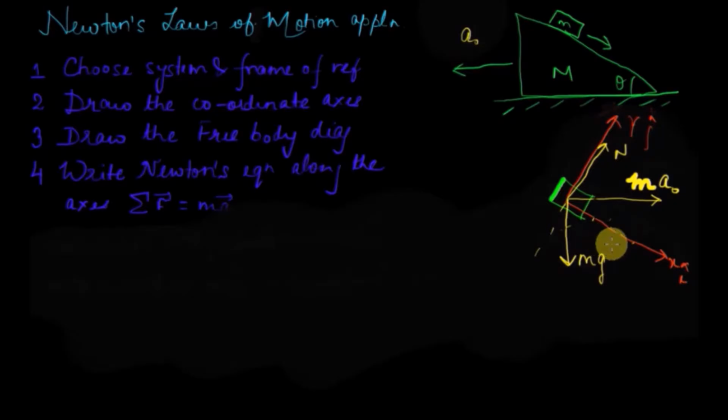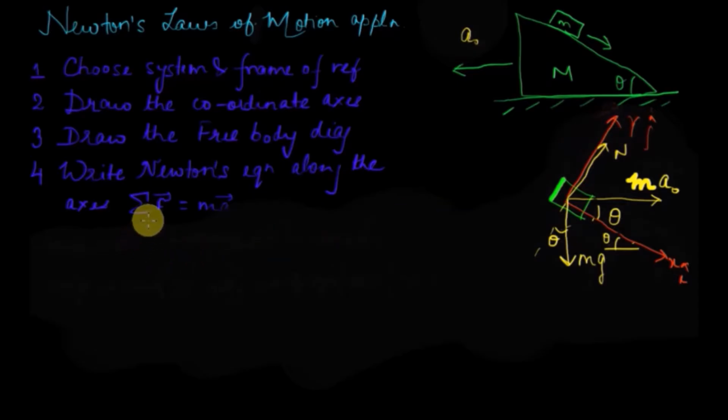Let's fill in all the angles. So this angle is theta, this angle is also theta, and this angle is also theta. The fourth step is writing Newton's equation along the axis, so along the x and along the y axis, right? So let's write Newton's laws of motion along the x axis.